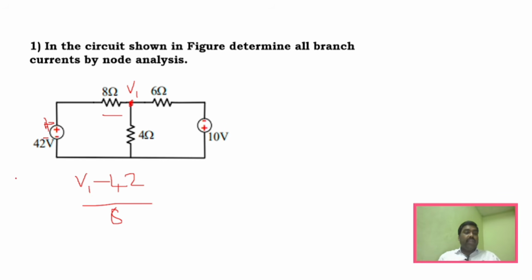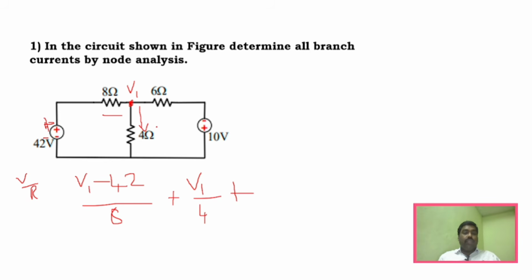It is similarly the V by R concept, where you will have two voltages here. One is V1, another one is 42. I am subtracting it because here it is from higher potential to higher potential, and divided by this particular resistor value. And if you take this branch, see, there is no voltage. So it is V1 divided by 4.